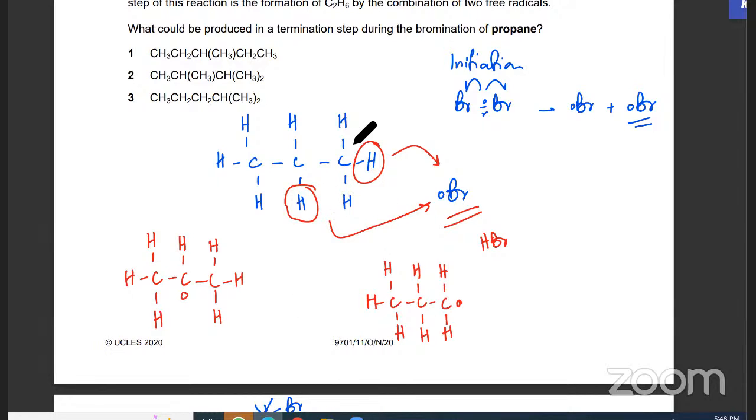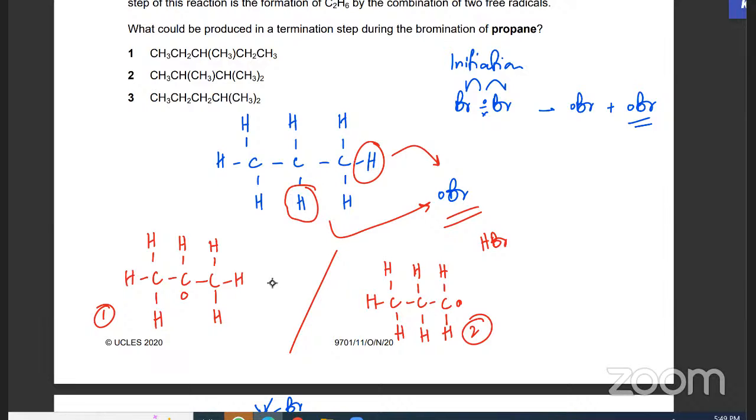So the H could either be removed from the ends. If you remove it from this end or this end, it's the same thing. Or the Br can come and steal one of the hydrogens from the middle part. Is it clear that it's only these two? Is this clear? Yes.